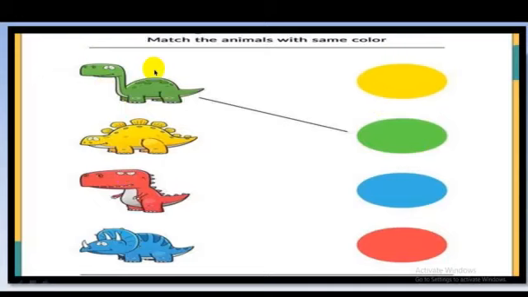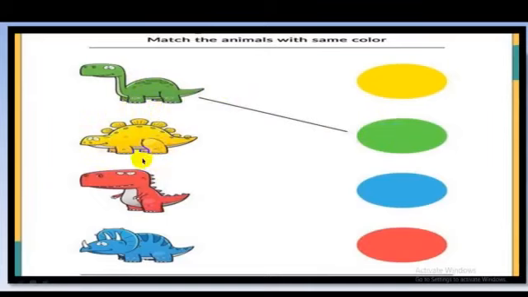Here we have dinosaur. Dinosaurات. Okay. يريد مني أوصلها ويا the same color، اللون المطابق إلها. Look here. This is green. And this is green. Make match. سوينا match. توصيل. Then what's the color?